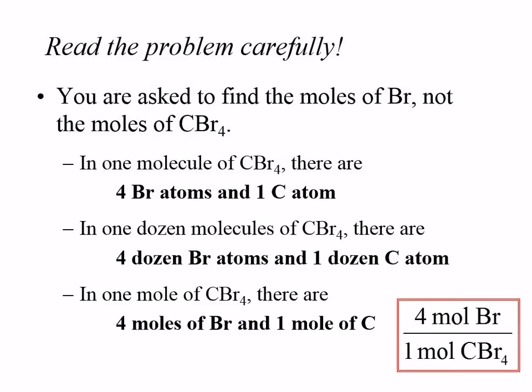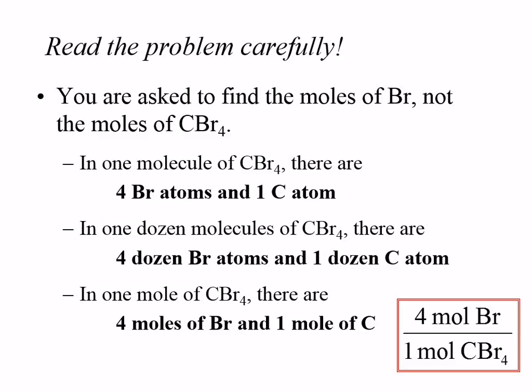Well, the concept of a dozen is the same thing as the concept of a mole, except instead of 12, you have 6.022 times 10 to the 23rd. So if you have 1 mole of CBr4 molecules, and you chop them up and make your piles, 1 pile of carbon, 1 pile of bromine, you are going to have 1 mole of carbon atoms and 4 moles of bromine atoms. So you're basically dissecting a CBr4 molecule.